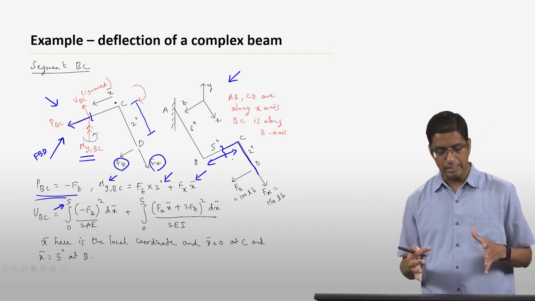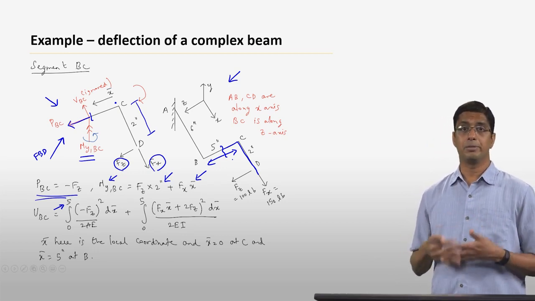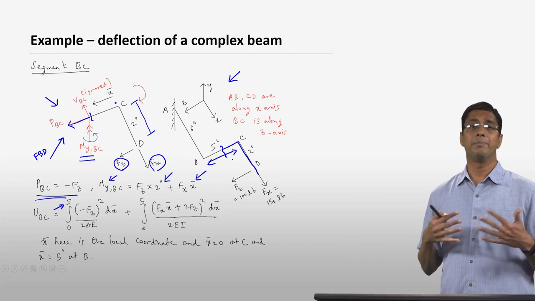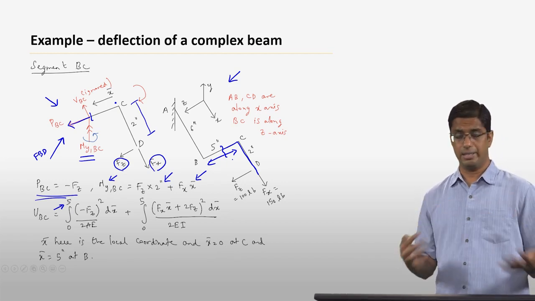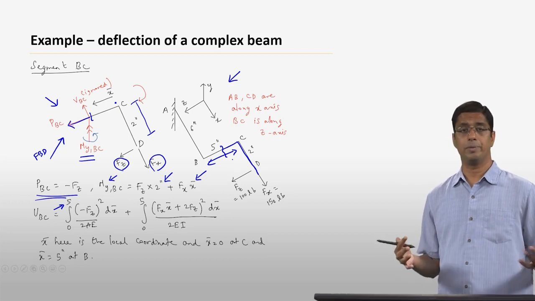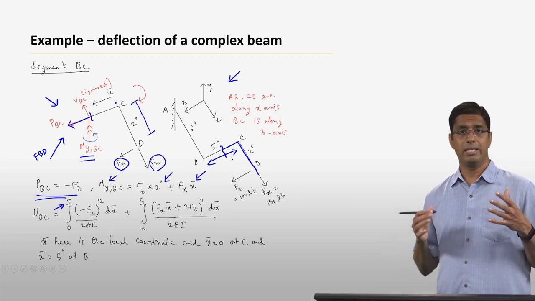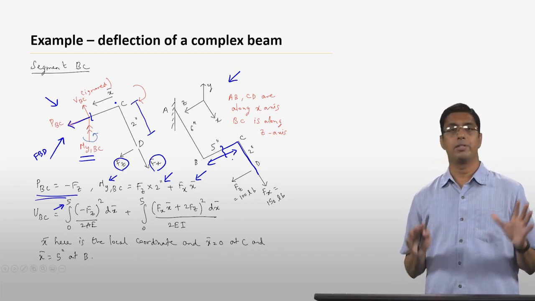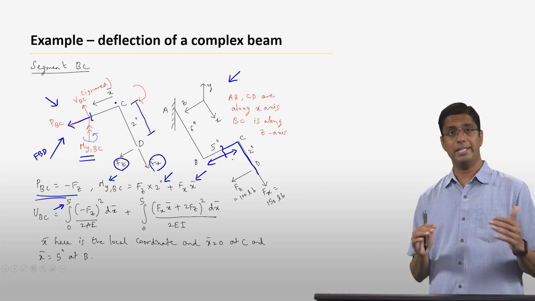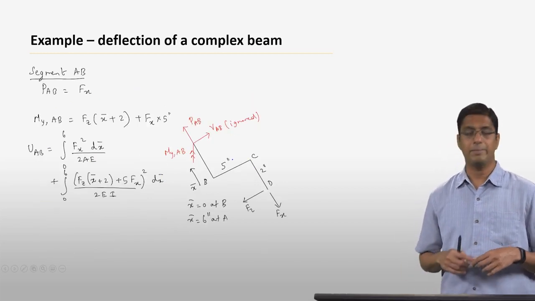Okay, so again, this is a local coordinate that we are using, and we sometimes use these local coordinates because it makes it easier to write the moment functions and the internal torque functions and so on. Okay, so essentially these local coordinates are often used because they make the algebra a little bit simpler. Okay, so we have done this for segment CD and segment BC. Now we are going to do the same thing for segment AB.